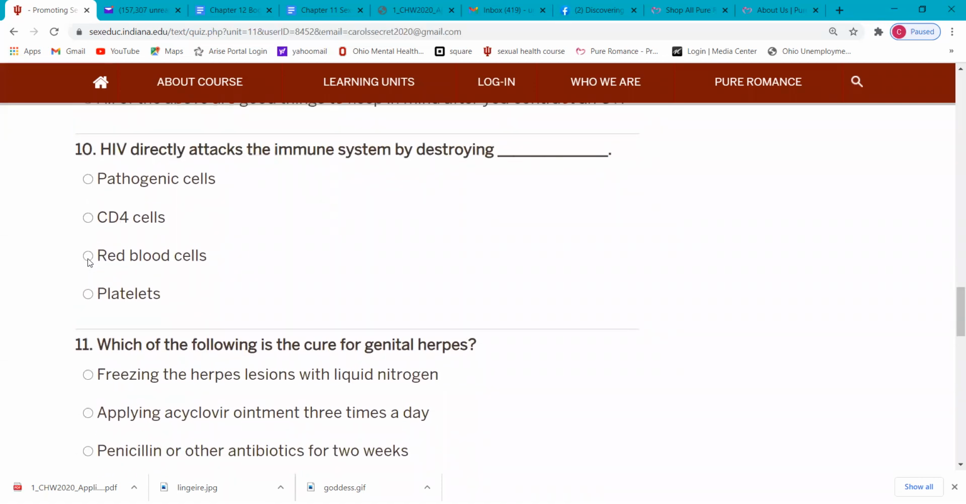10. All right, HIV directly attacks the immune system by destroying what? The pathogenic cells, the CD4 cells, red blood cells, or platelets? Okay, 10, we're going to go with CD4 cells. That is the correct option, CD4.